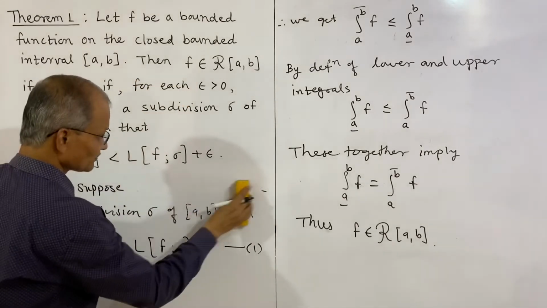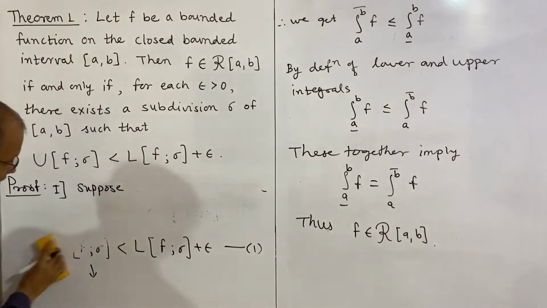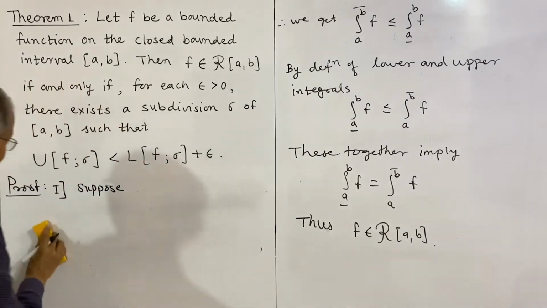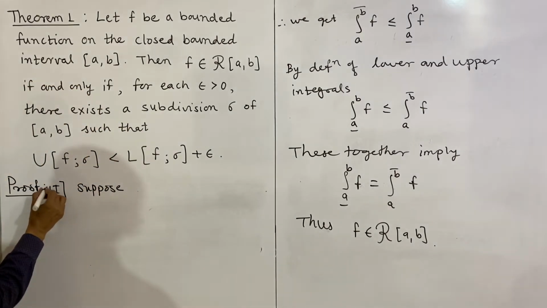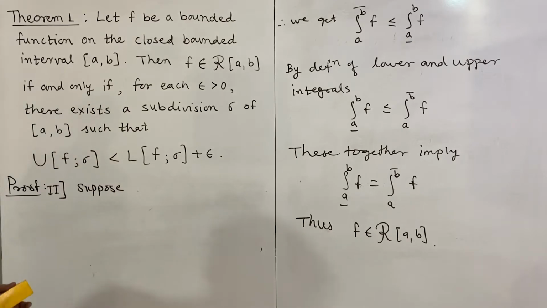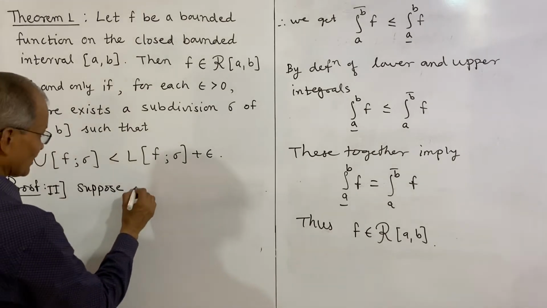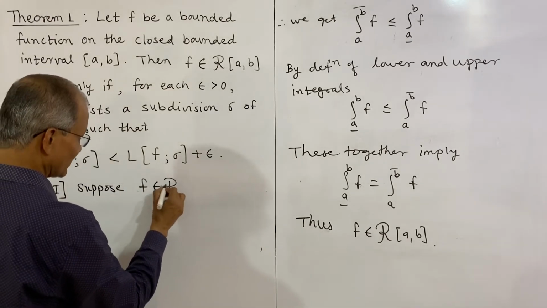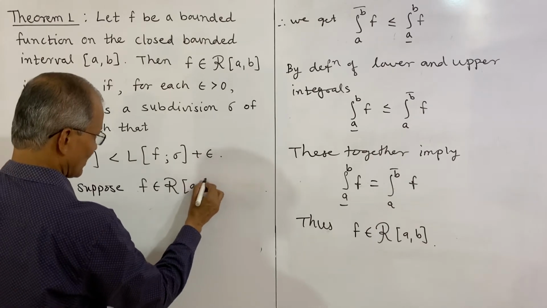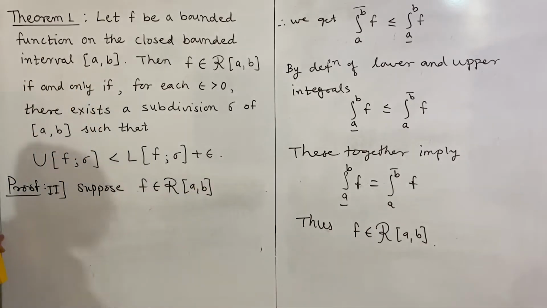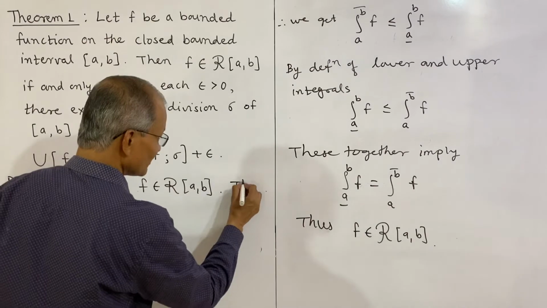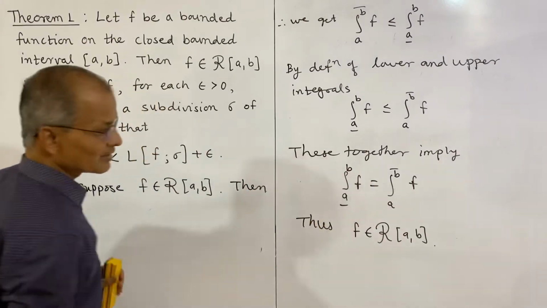Suppose, this is the second part in the proof, because the condition is if and only if. So the if part and the only if part. Now suppose f is Riemann integrable. Then what we will have is the upper integral is equal to the lower integral.